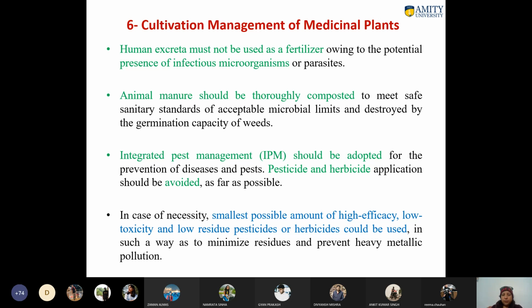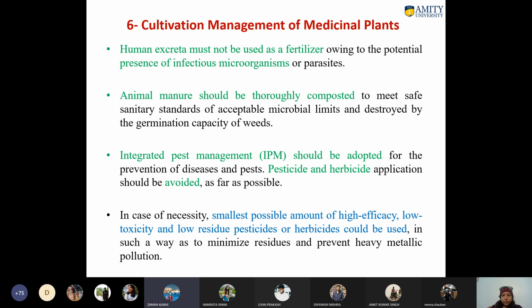Can anybody tell what happens in composting? Have you read about the composting process? Namrata? Not yet covered? No idea about the composting process?